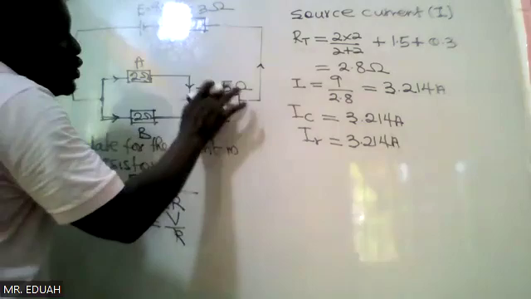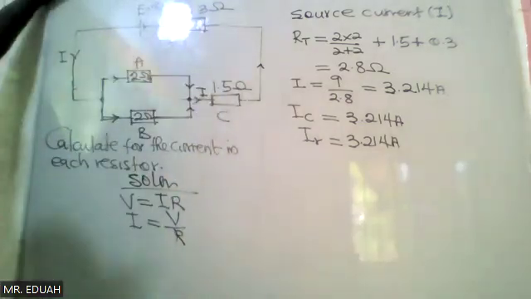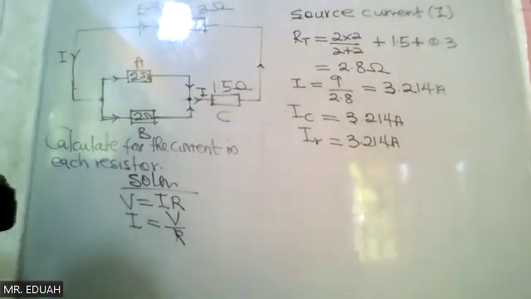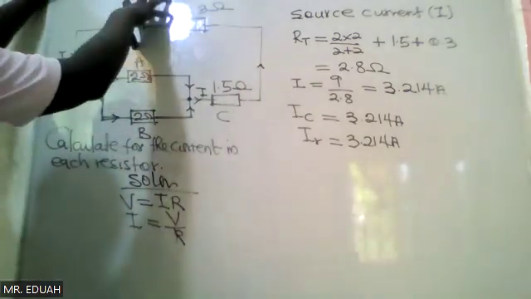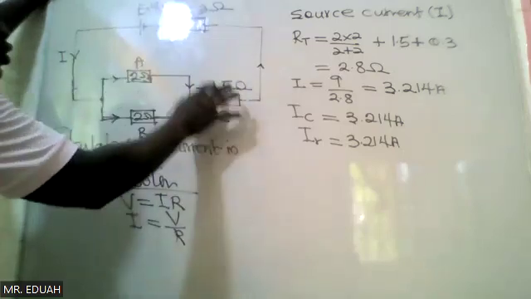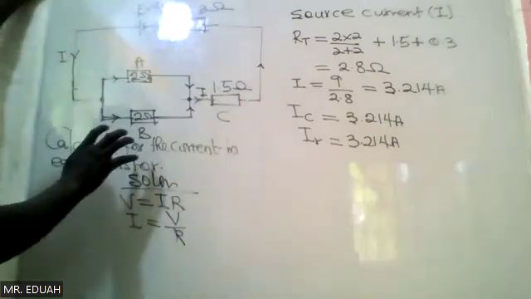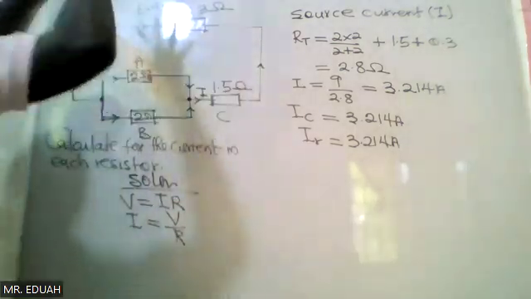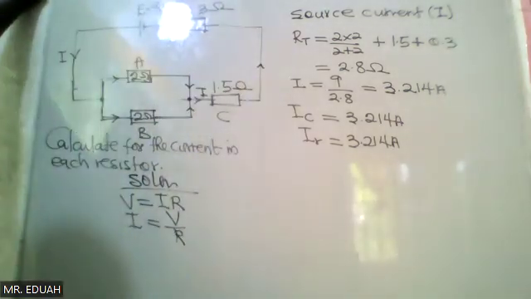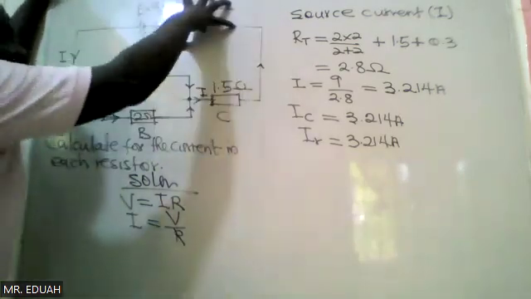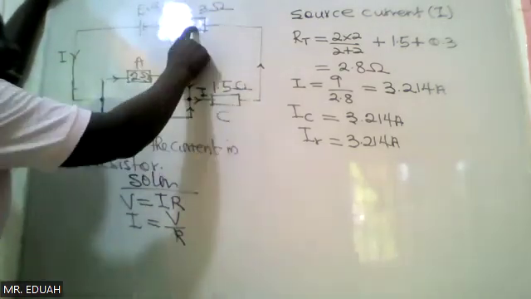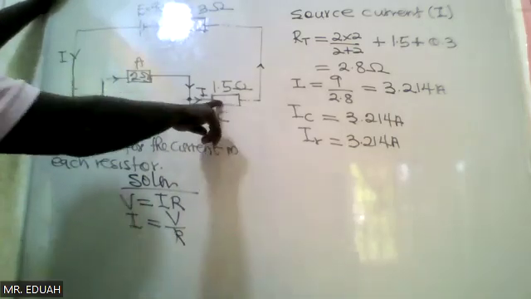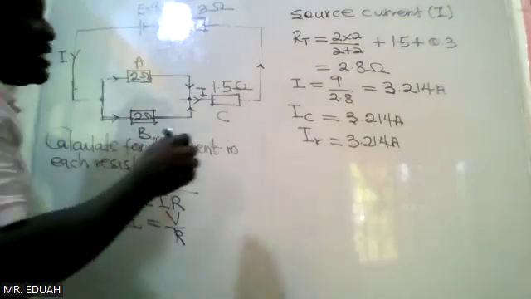Once I know the current flowing through this, I can determine the voltage drop across this and this, because the source voltage 1, 2, 3 are in series. So the voltage drop across this plus this must be equal to this. So if I know this, I can subtract the sum of this and this from this to get this. Okay, so let's find the voltage drop across C.